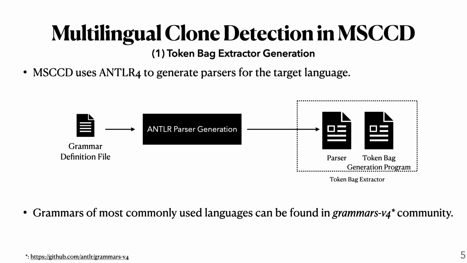MSCCD uses ANTLR to generate a parser for the target language, which in turn generates a token bag extractor for the target language. Now, grammars of the most commonly used languages can be found in the Grammars-v4 community, which makes it easier for MSCCD to achieve high language extensibility.